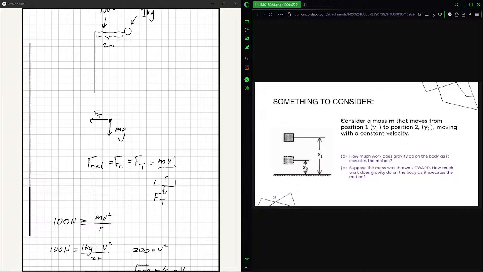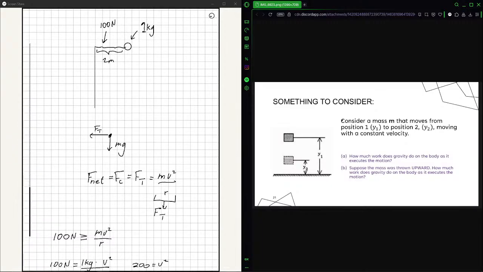And the reason you kind of have to ignore gravity here is because, well, A, it's not in the centripetal direction, it's a centripetal question. But the tension of the string will actually keep the ball upwards so it doesn't fall downwards. So we kind of ignore the effects of gravity.